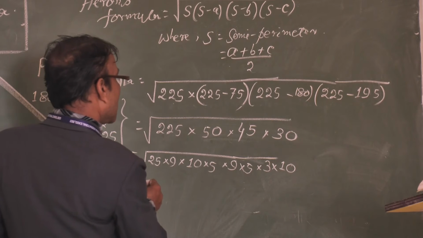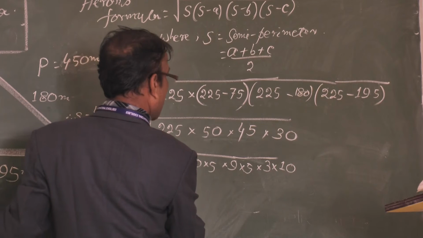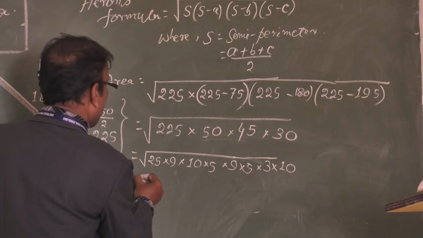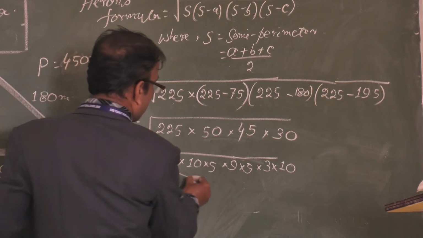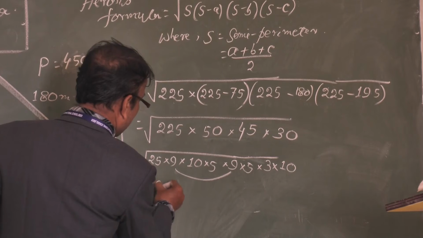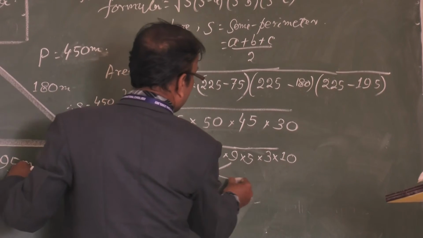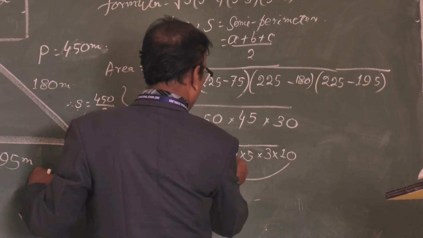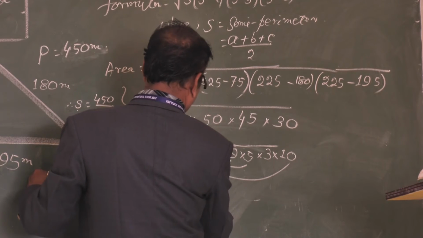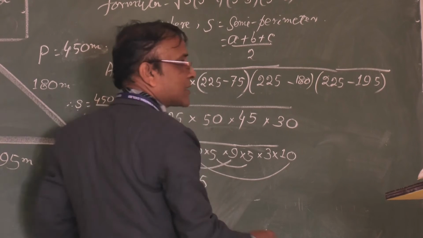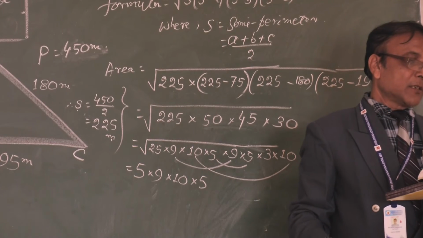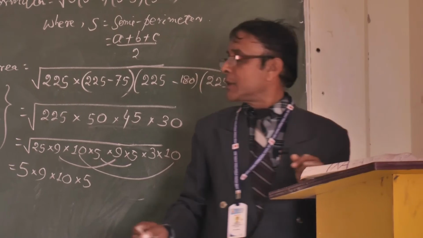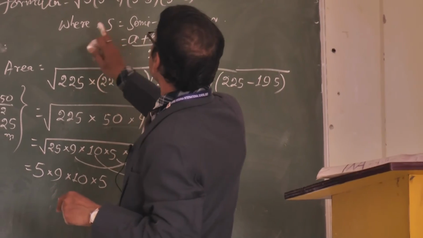Now, this 25 into 9, okay, then it's all right. So root over 25 we can get, that is your 5. From this double 9 I can bring a single 9, from this double 10 I can bring a single 10, from this double 5 I can bring a single 5. But another 3 is remaining. Is it correct or not?